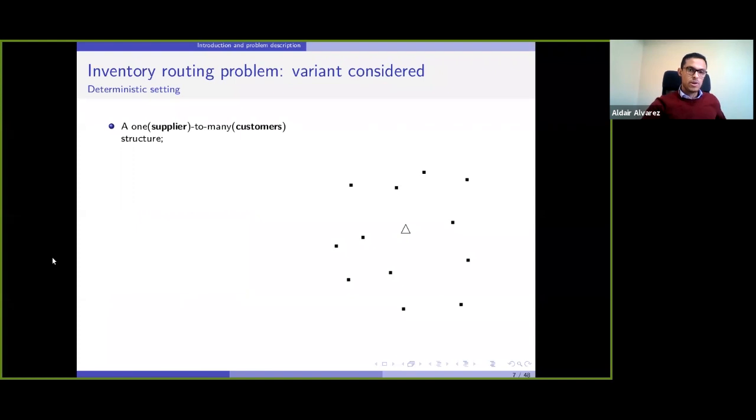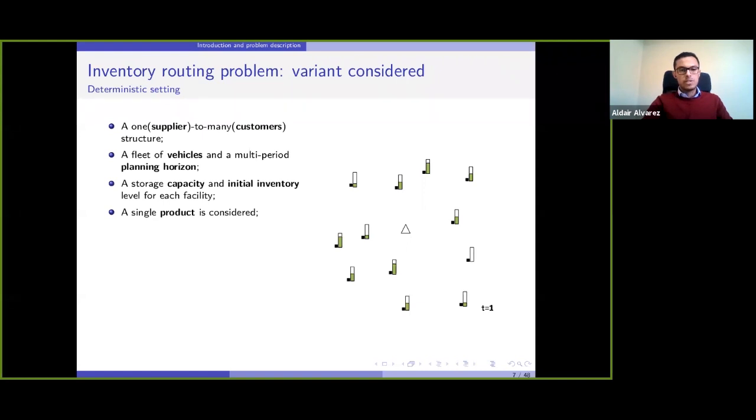So the problem that we are going to be addressing here, in the deterministic setting initially that I'm going to describe, has a one-to-many configuration: one supplier and many customers. This supplier has a fleet of vehicles that it can use to deliver the product to the customers. The supplier works in a multi-period, finite, discrete planning horizon. We also know the initial state of the system, so we know the storage capacity, transportation capacities, and the initial inventories.